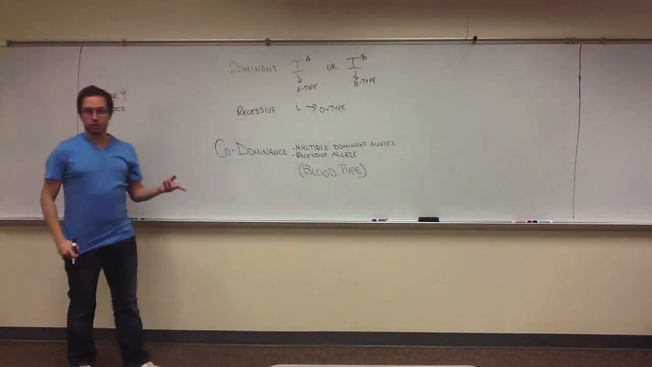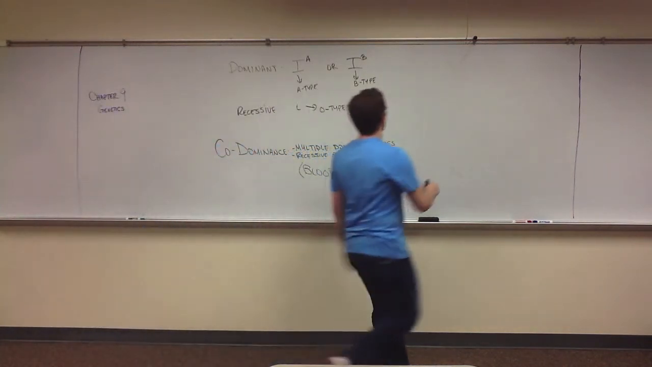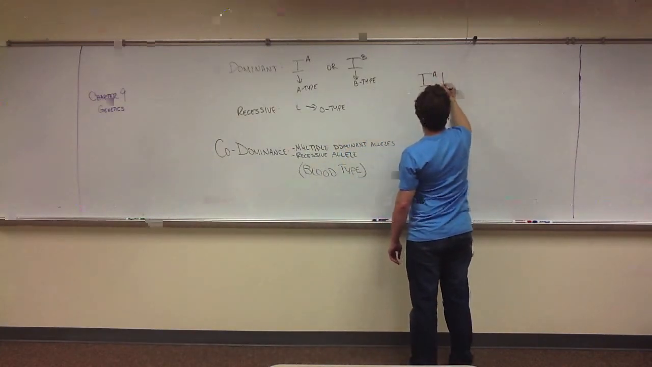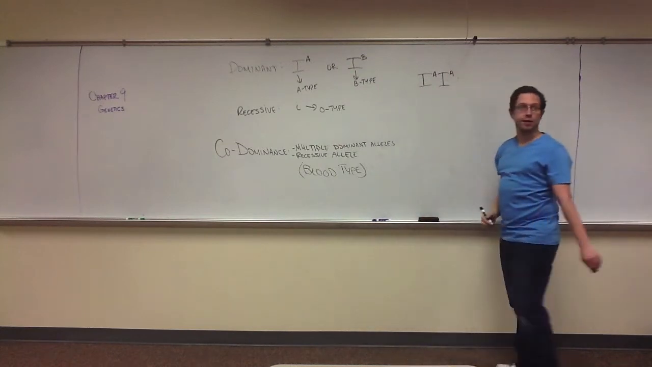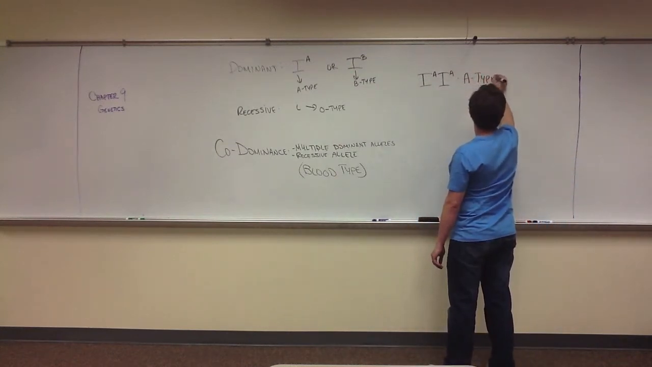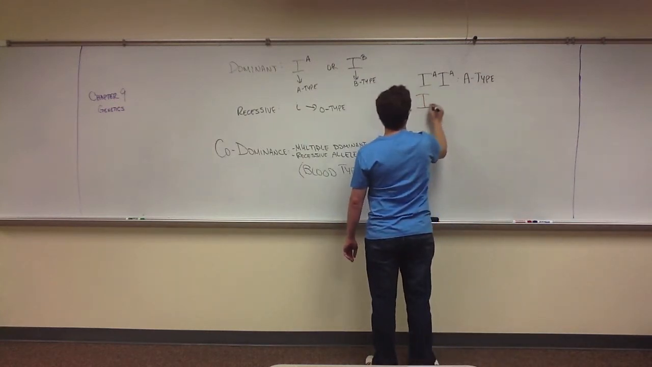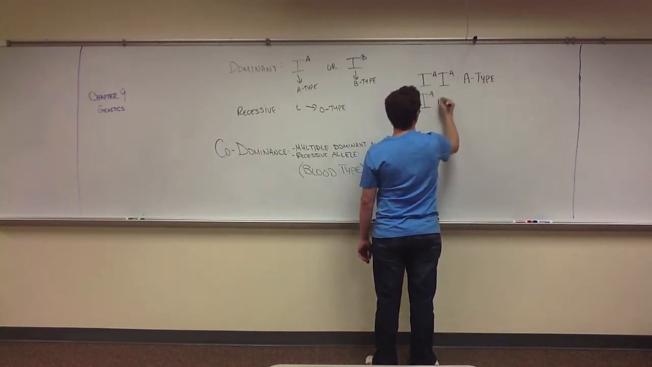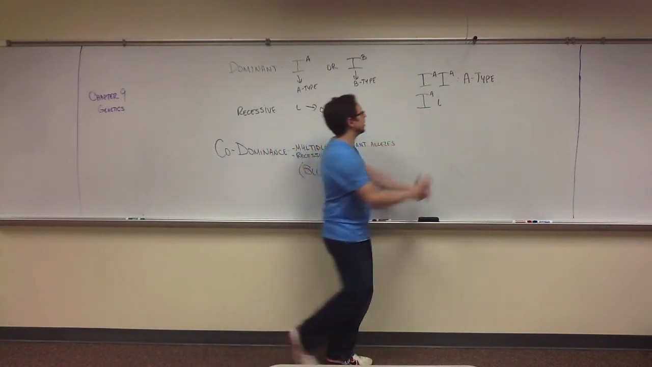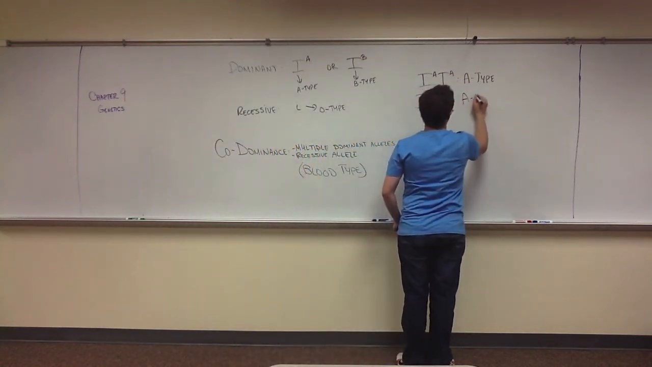So what this means is as follows. If I have two big I's with the superscripts A, I have A-type blood. If I have an uppercase I with a superscript A and a lowercase i, this is still recessive. This is still dominant, so I have A-type blood.